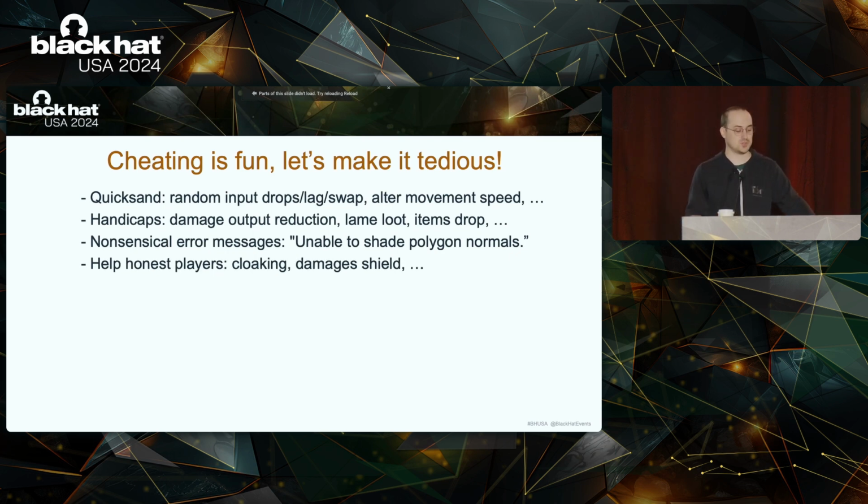You can also do the other things the other way around. You can help honest players. Cloaking, so you can make honest players disappear to the cheaters, so they won't find anyone, and they will get shot at, and they won't be able to find who shot them. Damage shield, so if someone is shooting at you and they're cheating, they don't do any damage, or maybe a really reduced amount of damage, which is really annoying.